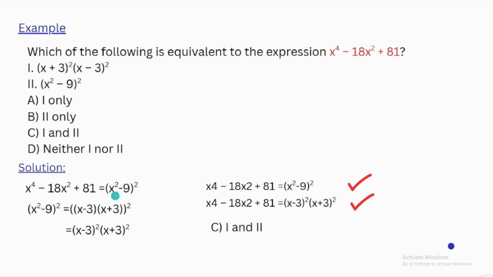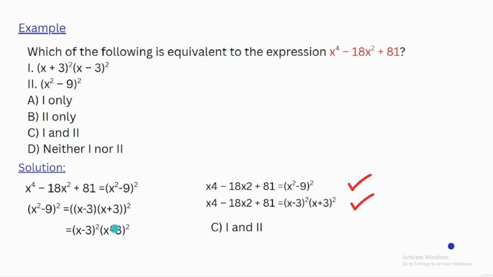We notice that inside the parentheses there is a difference between two squares. X squared can have a root, 9 can have a root. So x squared minus 9 equals x minus 3 times x plus 3. All the quantity squared.